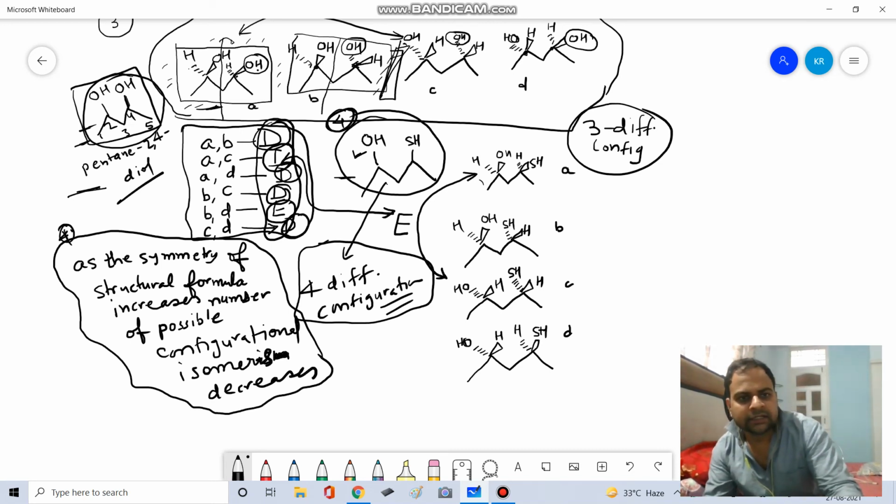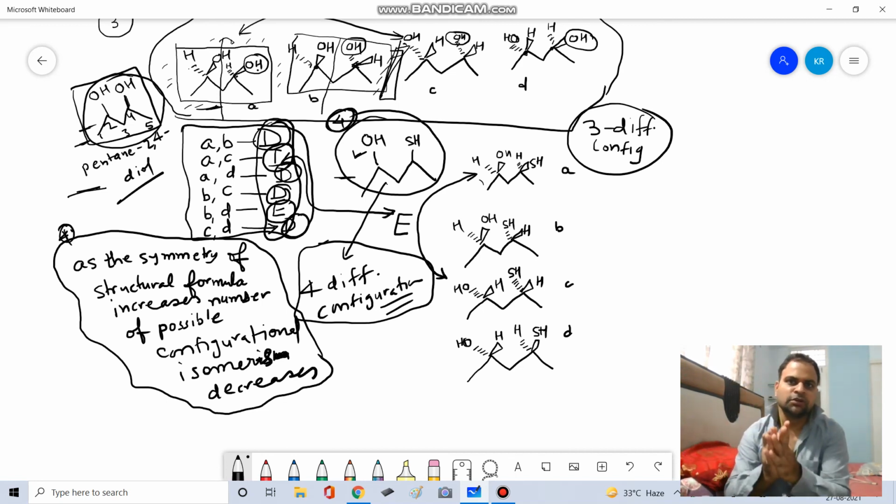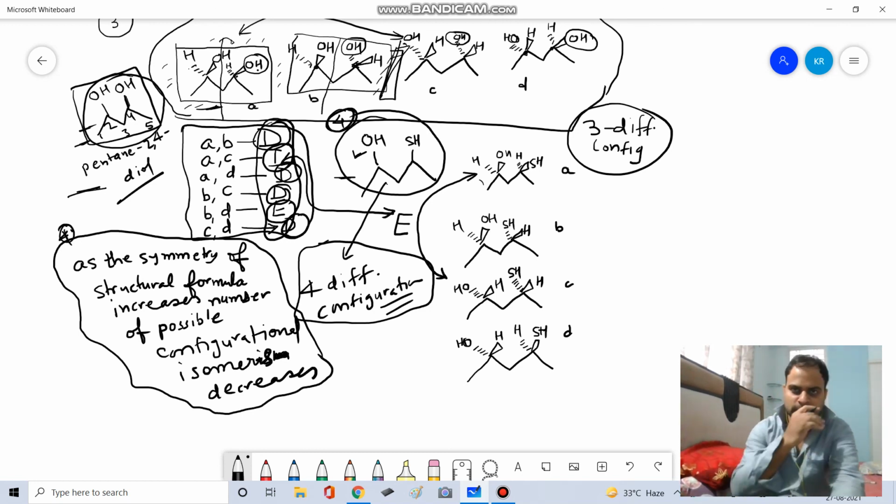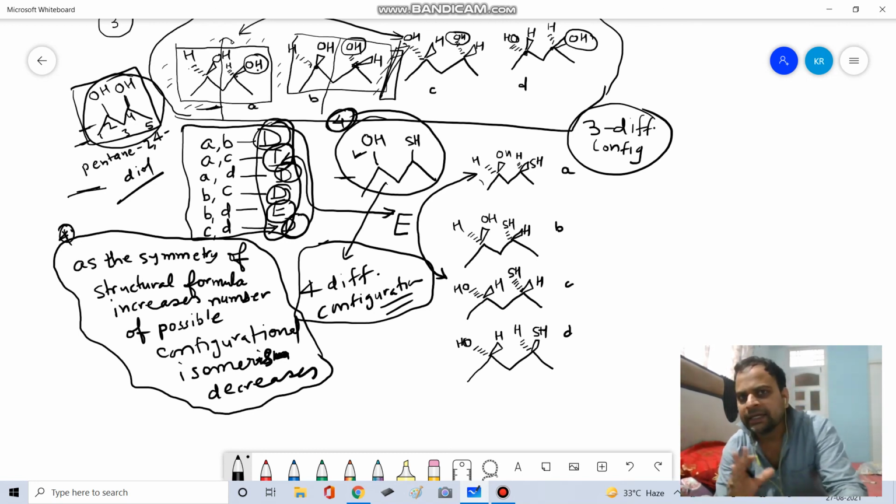So I related symmetry with number of isomers: symmetry of molecular formula with number of structural isomers, and symmetry of structural formula with number of configurational isomers. Configurational isomers can be known as stereoisomers because they are part of the stereoisomers. The other part is conformational isomers. Both differ by the requirement of energy.